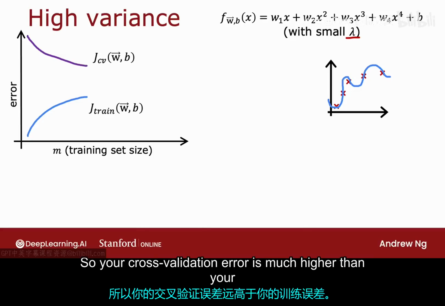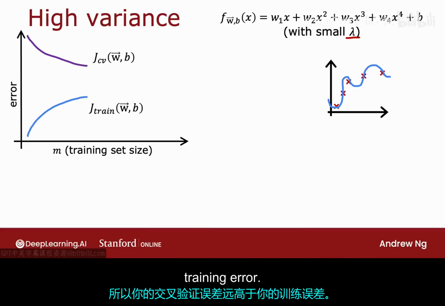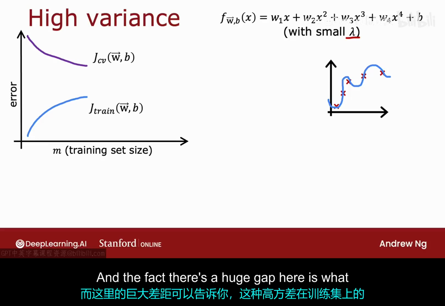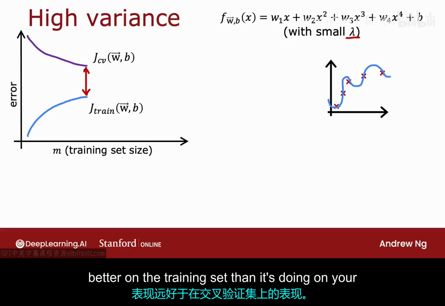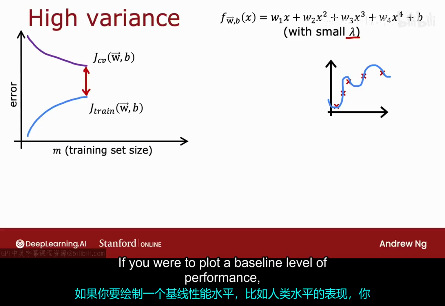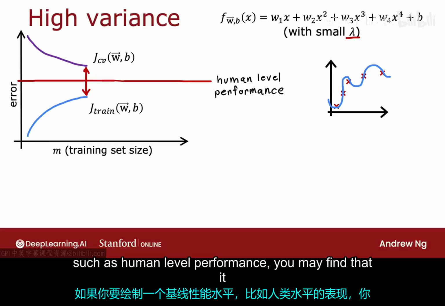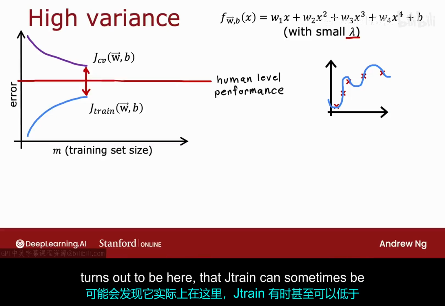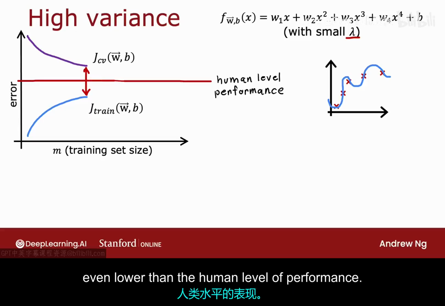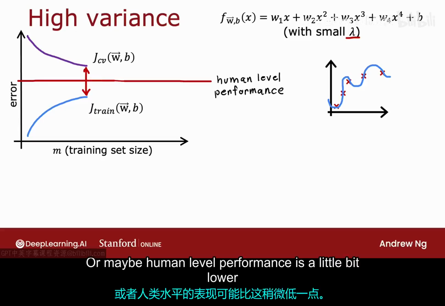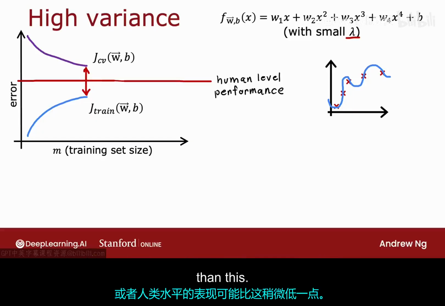So your cross-validation error is much higher than your training error, and the fact there's a huge gap here is what can tell you that there's high variance. It's doing much better on the training set than it's doing on your cross-validation set. If you were to plot a baseline level of performance, such as human level performance, you may find that J train can sometimes be even lower than the human level of performance, or maybe human level performance is a little bit lower than this.